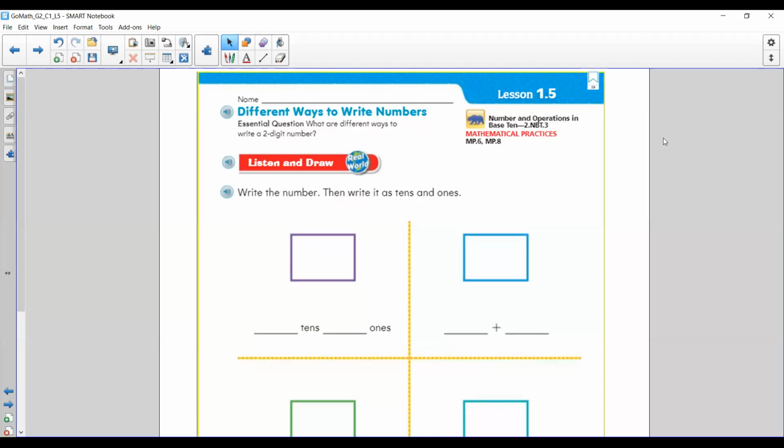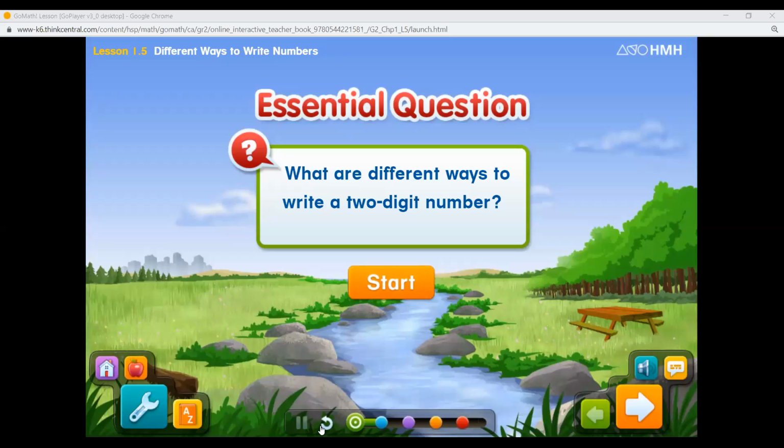Okay, after we're done discussing different ways to write a two-digit number, we're going to go visit Jessie Bear and see what he has to say about writing a two-digit number in different ways. What are different ways to write a two-digit number?